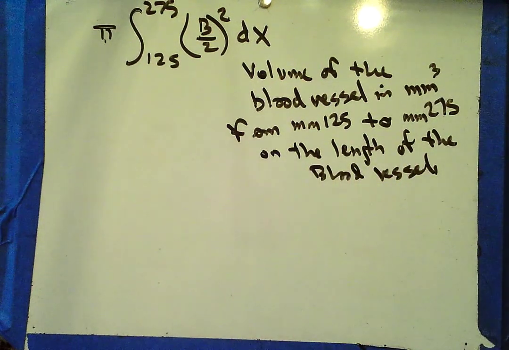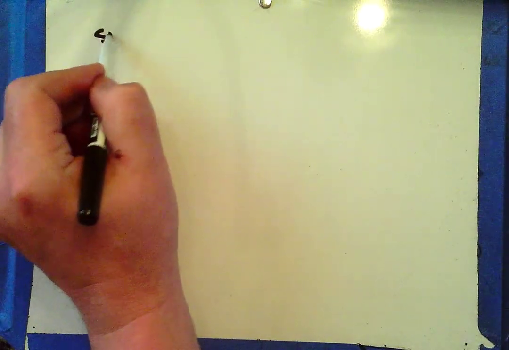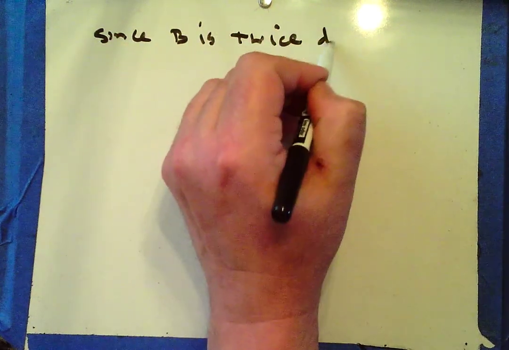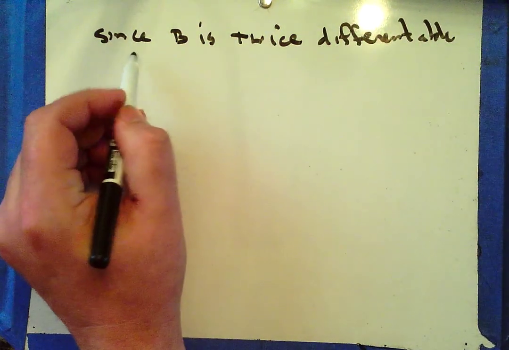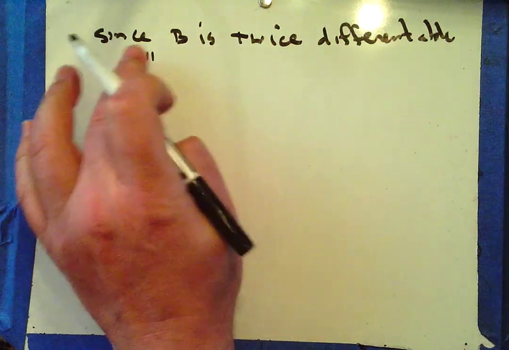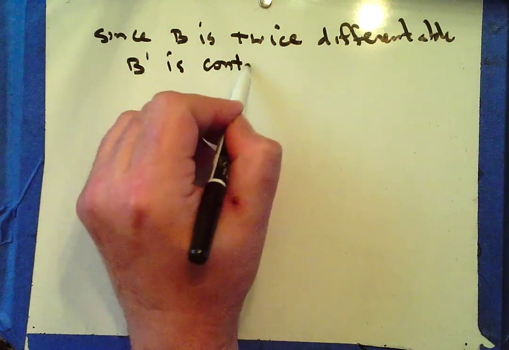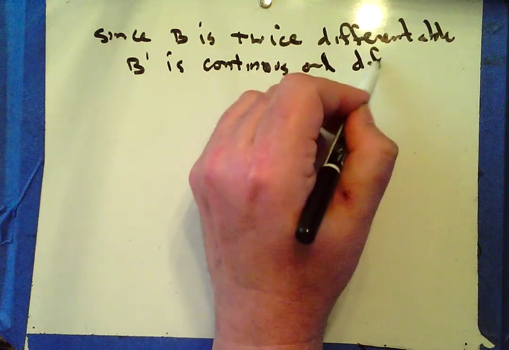Okay. What about D? Explain why there must be at least one value on 0 to 360 where B double prime equals 0. Well, I think this is MVT, and since B is twice differentiable, we know that B prime is continuous and differentiable.